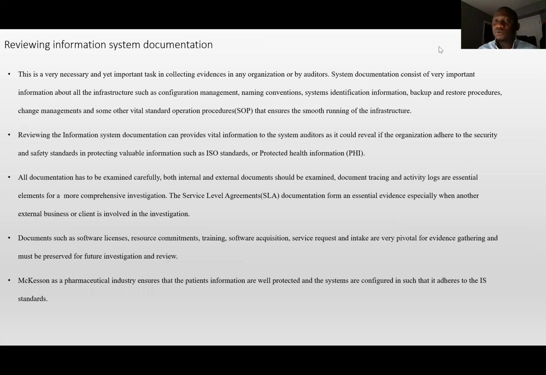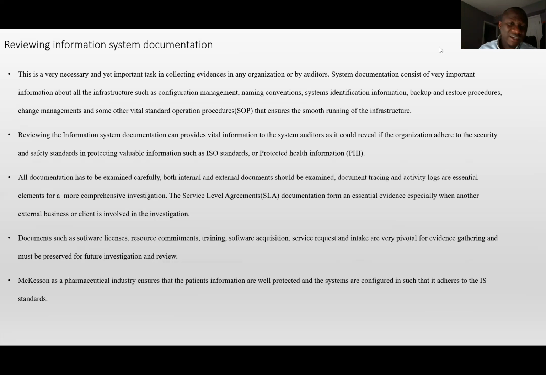So how do we know what information to go through? Another one is reviewing the documentation to ensure that even the configuration of the system or the organization aligns with the international standard, the ISO regulation and requirements. It's important to review system documentation.